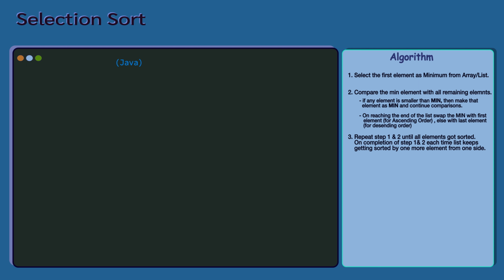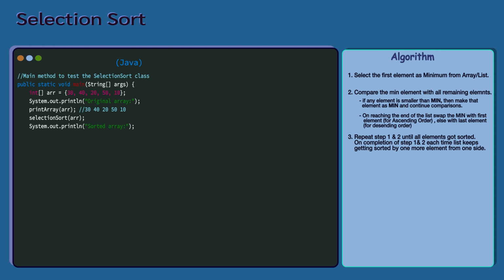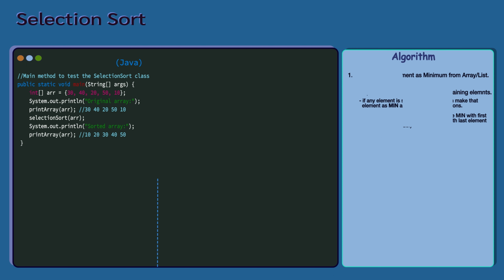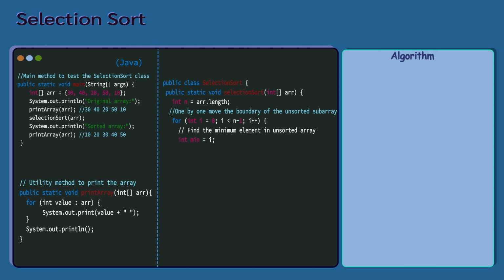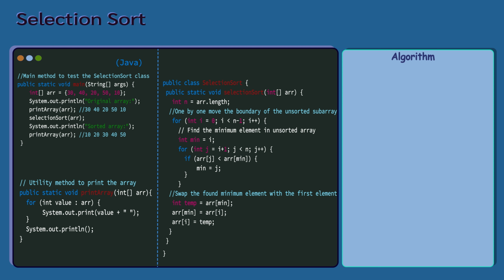Let's code in Java first. We'll start with a driver function and a print method to demonstrate the selection sort algorithm. I don't want to take much of your time, so I'm quickly typing the selection sort algorithm here. As per the algorithm, for the first step we have the outer loop which iterates for the size of the input array. And for the second step, we have the inner loop, which takes a starting element as min and keeps comparing it with the remaining elements.